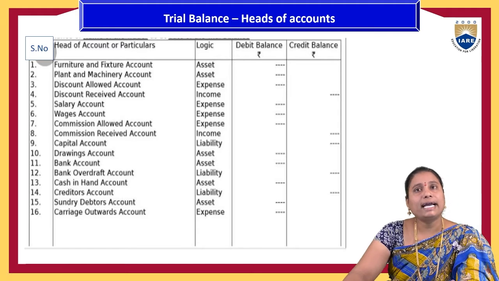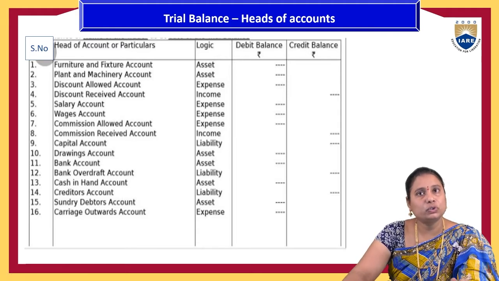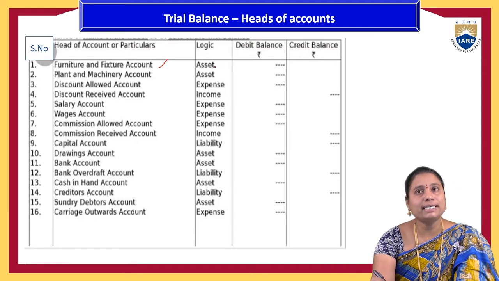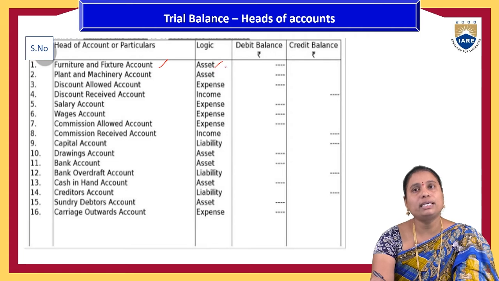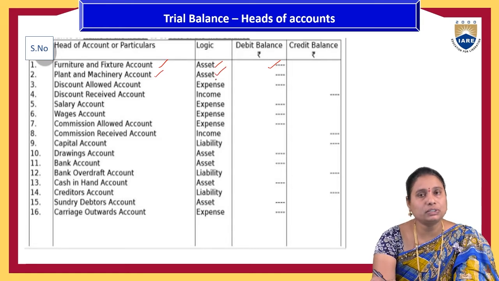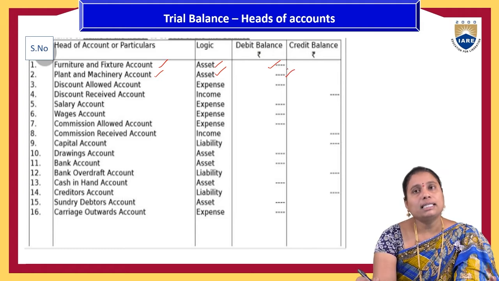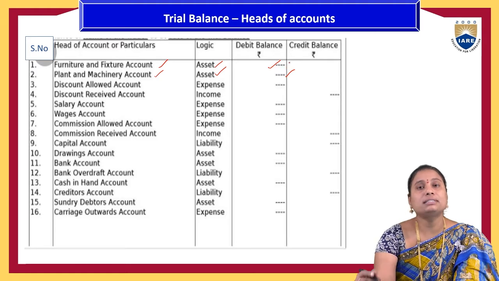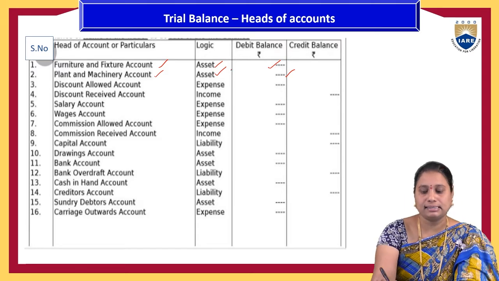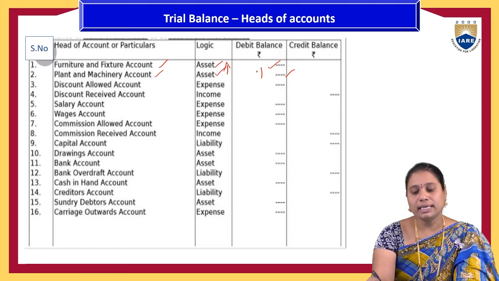If we see the heads under this trial balance, generally the furniture and fixtures account comes under the category of assets, so it comes under the debit balances. If they have purchased plant and machinery, this also comes under assets, so again it comes under the debit balances. Because they are purchasing goods and cash is going out of the organization, if the assets increase, then the debit balances increase.